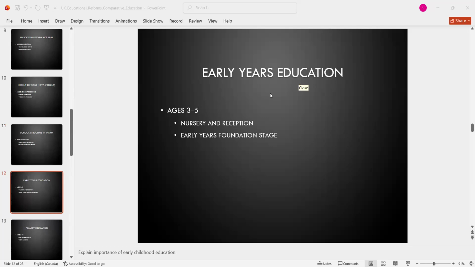So this is the first stage, early years education, ages 3 to 5. Normally we use the term early childhood education, up to 8 years. So 3 to 5, nursery and reception, early years foundation stage. The wordings are changed, but anyway, the basic idea is almost the same in most countries.